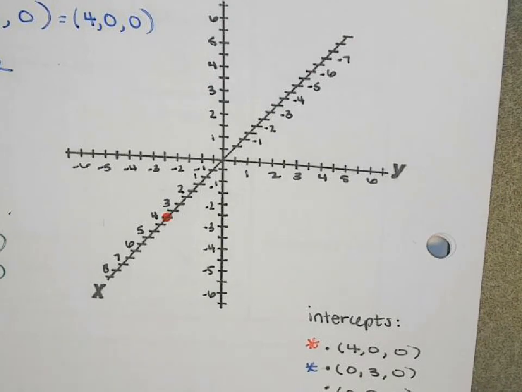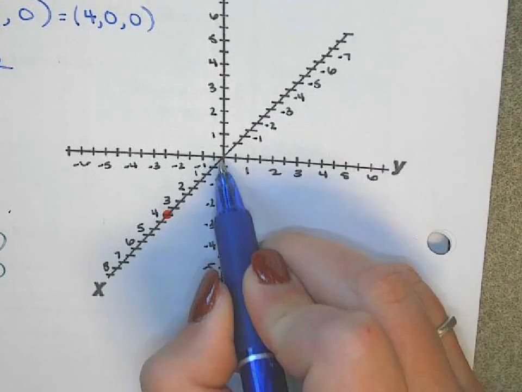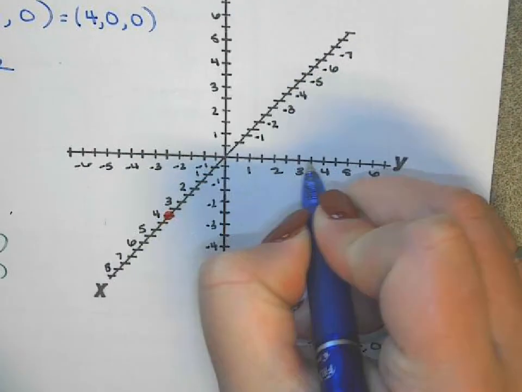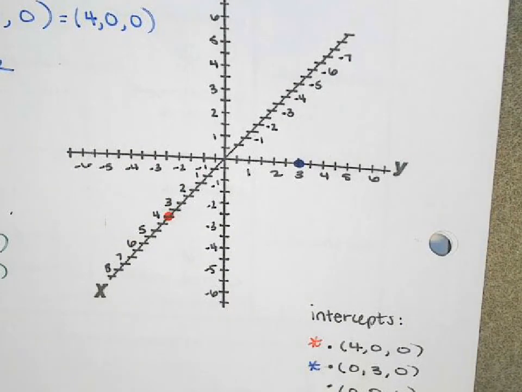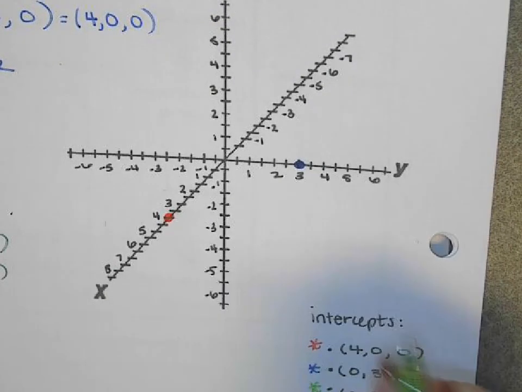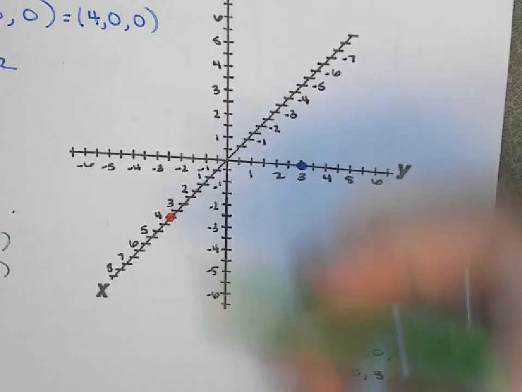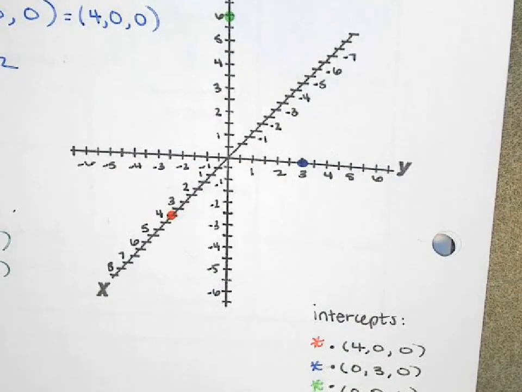0, 3, 0 is the y-intercept, so it has to hit on the y-axis. I don't move forward or back. I stay at the origin. I move to the right 3, and then I don't move up or down, so that's where that point is located. 0, 0, 6 doesn't move forward or back. It's not going to move to the left or right. It's just going to move up to 6 on the z-axis. So there's that point.